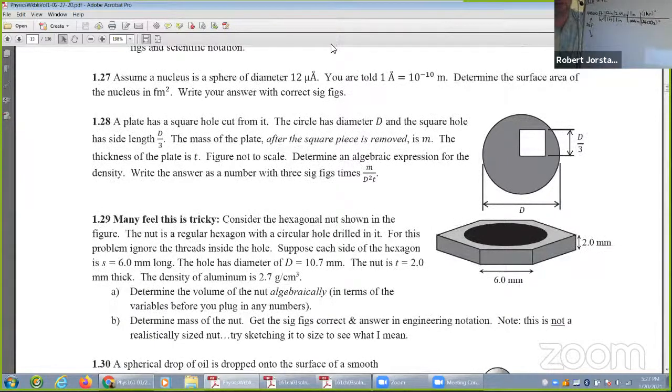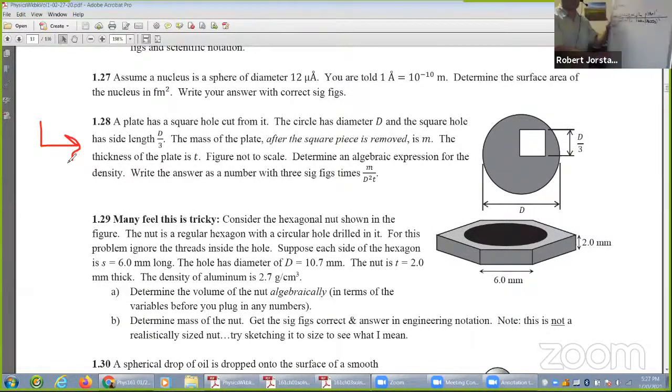This sucker right here. So again, I'm going to label my screen. You can write, you're done. We'll catch up in a second. So 1.28. Looks like we have a, is it a circle or is it, it's a plate. Okay, we got a square hole cut in it. This distance here is d over 3.